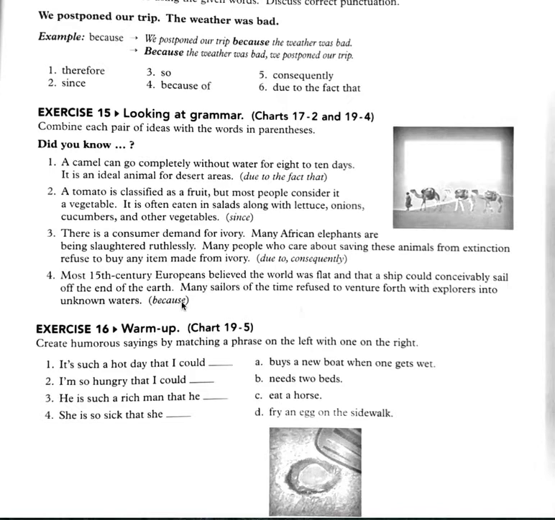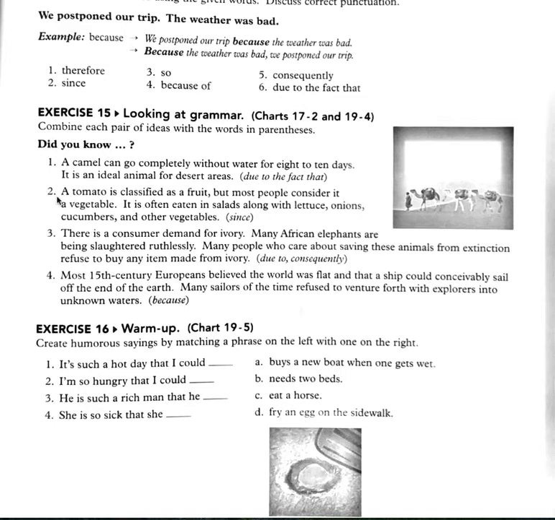Okay. So number 2, we're using since. Now look at the sentences. A tomato is classified as a fruit, but most people consider it a vegetable. It is often eaten in salads along with lettuce, onions, cucumbers, and other vegetables. So here, we're going to take this and put it right here in the middle because this is the cause.